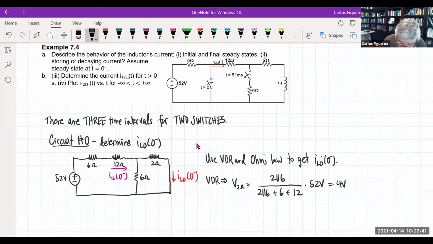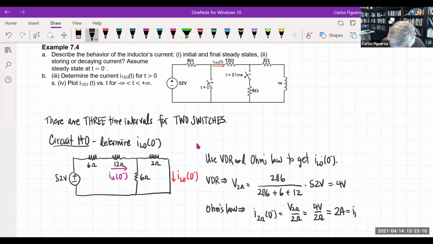So I now know what the voltage is across that 2 ohm resistor. Then if I look at Ohm's law, the current of that 2 ohm at 0 minus is going to be the voltage across the 2 ohm divided by 2. So 4 divided by 2 gives me, of course, 2 amps. And so now I have IL of 0 minus. I now know what the current of the inductor is.